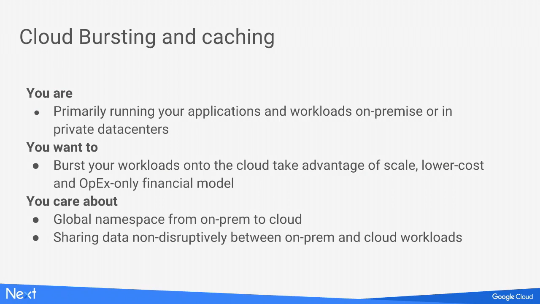So cloud bursting, what's that, right? Cloud bursting is essentially you are running workloads on premise on your own data in your own data centers, and you want to take advantage of what we can offer in the cloud, right? For compute, for example, low cost, scale, even failover, and you care about making sure that the data that's on premise is available to the compute workloads in the cloud, and you don't want the big hassle of explicitly moving data around.